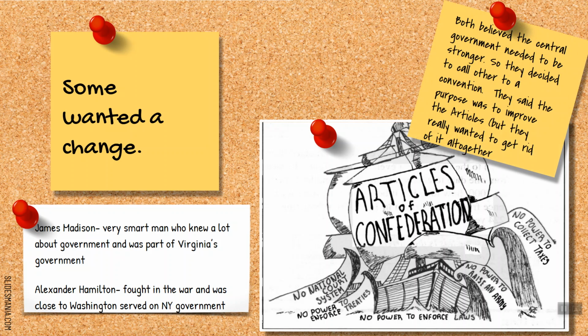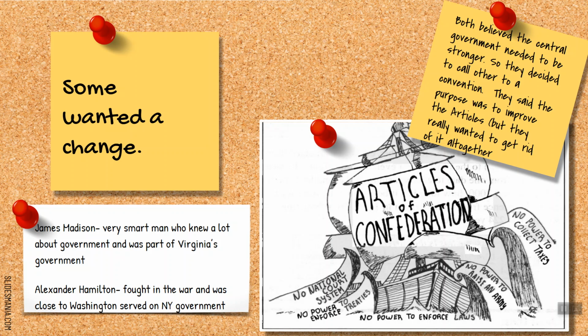So they decided to call all the delegates from the states to another convention. But they told them that the purpose was to improve the Articles of Confederation. They wanted to add to it. That's what they told everybody. But what they really wanted was to get rid of it altogether. So they were kind of sneaky.